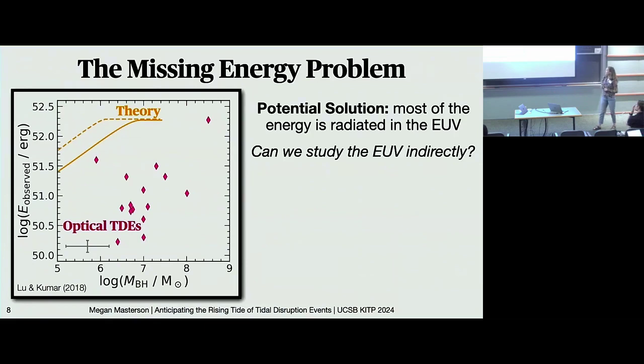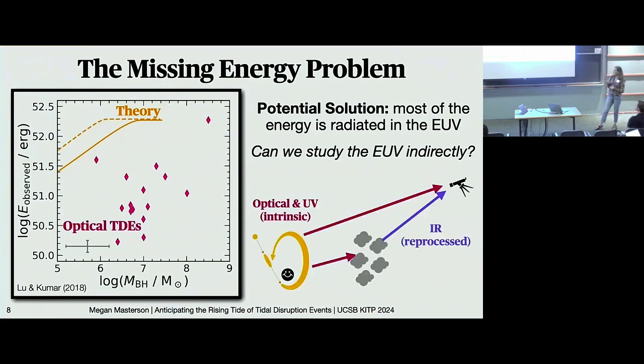The one that I want to focus on today is that most of the energy is radiated away in the extreme ultraviolet, which we don't have access to. But can we actually study this EUV indirectly? I'm going to argue that yes, we can, and that the best way that we have to do this right now is to use dust.